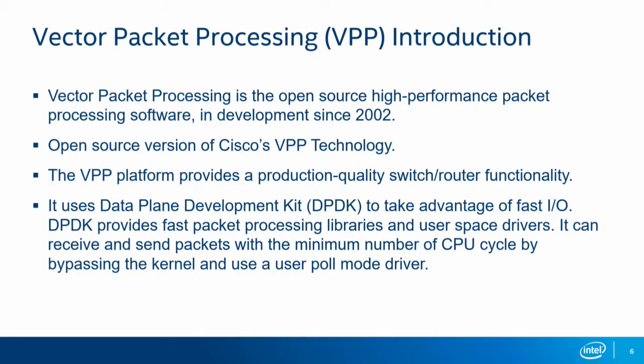This is high quality software, and it can be used to build a production quality switch or router. It uses DPDK, the Data Plane Development Kit, to take advantage of fast I/O. As you learned in the last session, DPDK provides a fast packet processing library in user space. DPDK can receive and send packets with a very small number of CPU cycles by bypassing the kernel and using the poll mode driver. As you remember, with the Linux kernel, it gets interrupted every time we receive a packet and then copies the packets to the user buffer, and that takes a lot of time. So DPDK uses a user space implementation so that we can take advantage of multi-core.